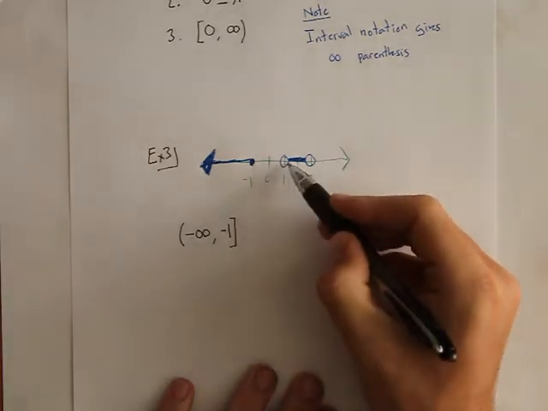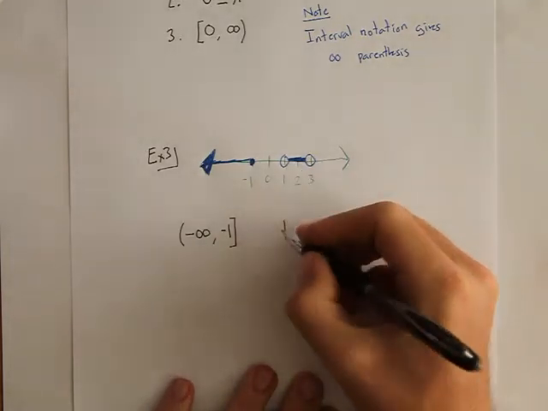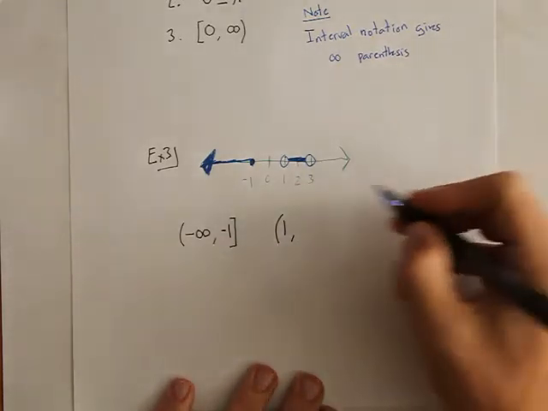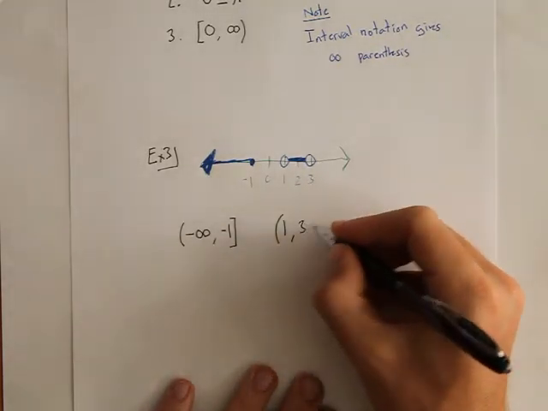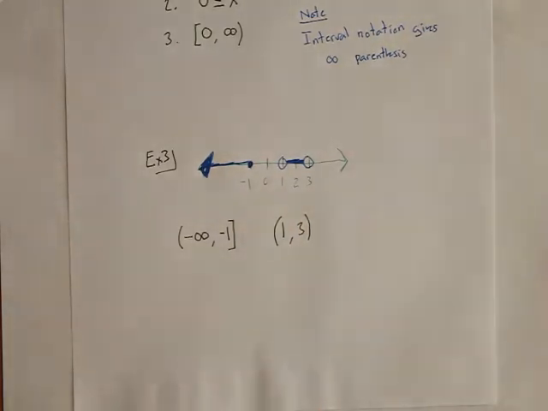Next interval, I'm going to jump all the way to +1. It has an open dot, so I'm going to give it parentheses. Put the comma there. I go up until the number 3. Also an open dot, so it's unincluded, so it also gets the parentheses.